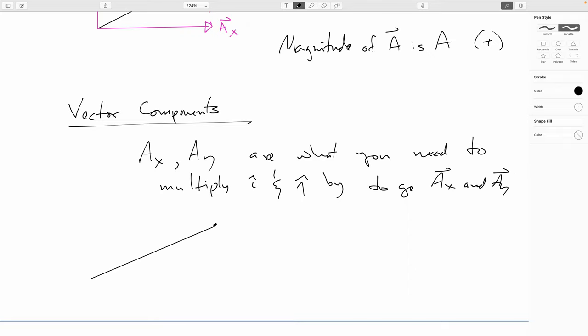And a lot of times you just skip through the whole component vector thing and just diagram in the components directly. So say this is my vector A. I would just drop down a horizontal and a vertical like this, and I would just write A_x and A_y like that, and we would say that this is the x component of A. And this is the y component of A.